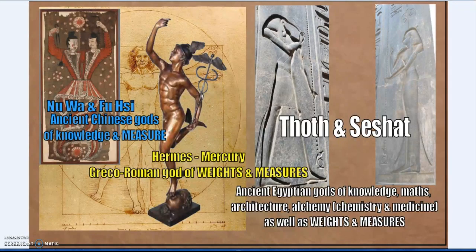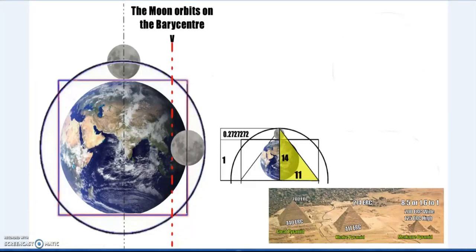And so also gods of weights and measure: Thoth, Seshat, Hermes, Mercury, Nuar, Thuzi, plumb lines, compass and square, weights and measures, astronomy, architecture, knowledge, maths, geometry, chemistry. These are the information contained therein. So this was in the last one.